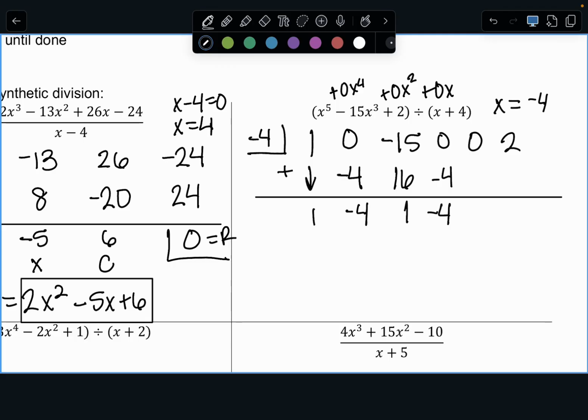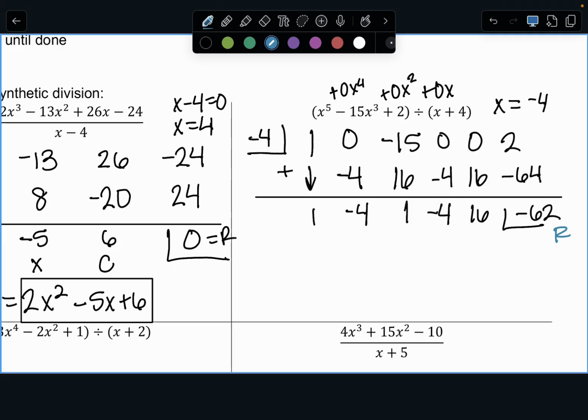We multiply. What number should go here? 16. Negative 4 times negative 4. So 16. We add. We get 16. We multiply 16 times negative 4. Negative 64. And then we add again, and we get negative 62. And we box this last number because it's special. What's the last number mean? It's our remainder. So let's label that as our remainder.